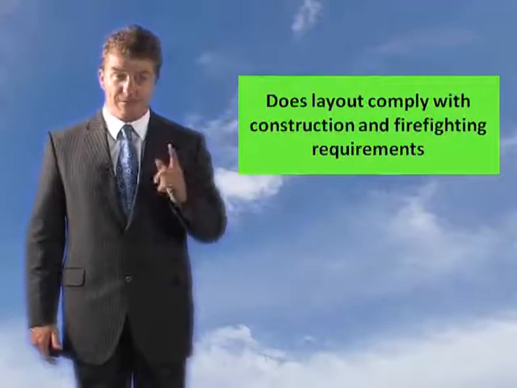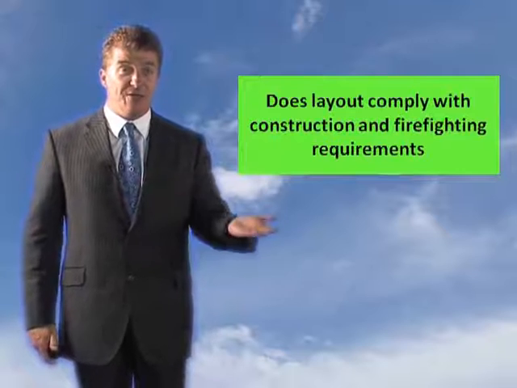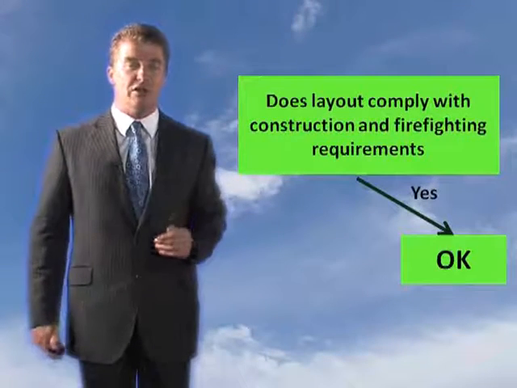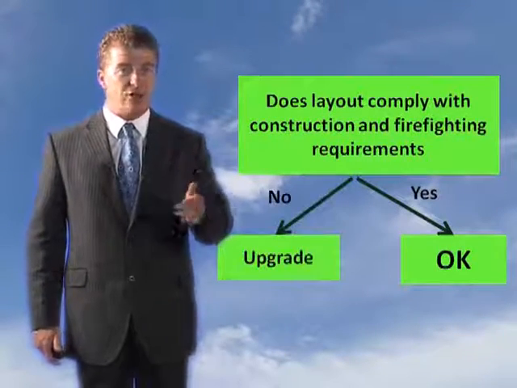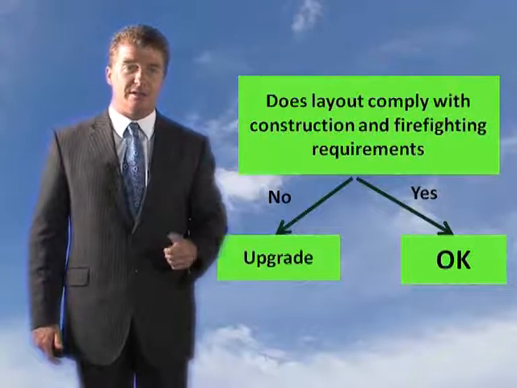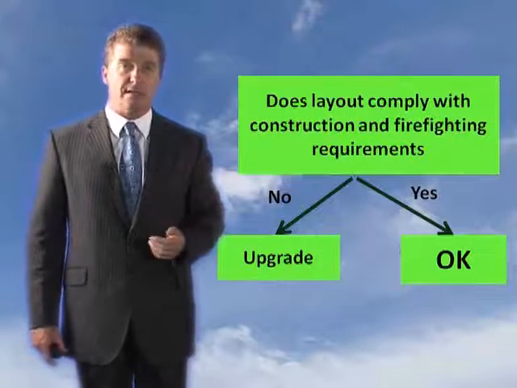Now, who do you need to employ? You either employ a fire engineer or you change the design criteria. You've gone outside the scope. Now, if you can't, you consider an alternative approach. But if you can, you ask yourself, does it comply with the construction and firefighting requirements? If it does, okay, you've met the code. If it doesn't, you upgrade those provisions to meet those requirements. This is how you use BS 9999.